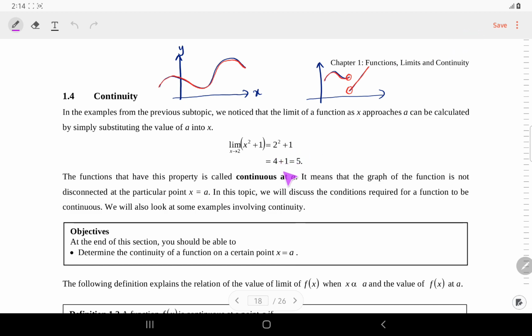So for this case, we can say that the function is continuous at x equal to 2. It means the graph of the function is not disconnected at the particular point x equal to 2.